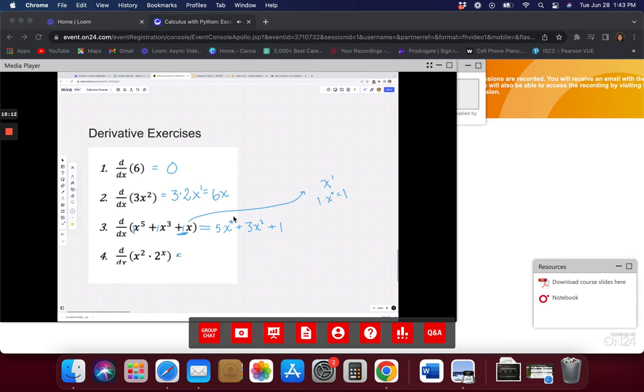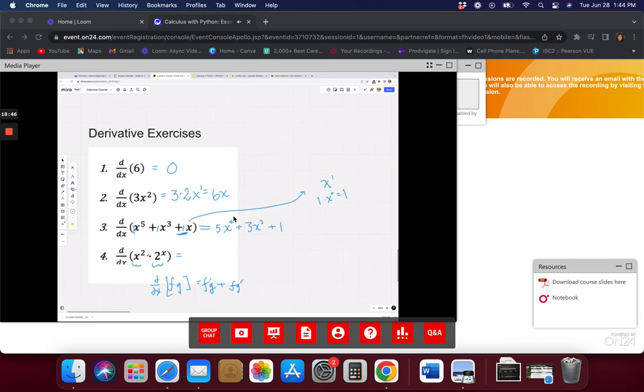And then last but not least, here we have to use our product rule. So just remembering this, d over dx of f times g is just equal to f prime g plus f g prime. So in this case, this is our f and this is our g.